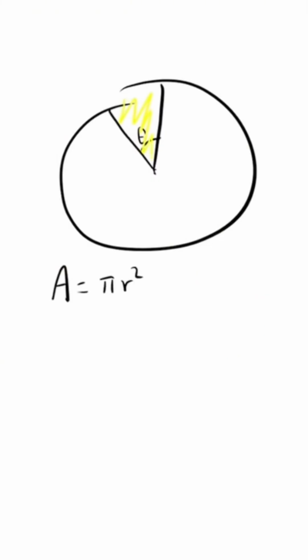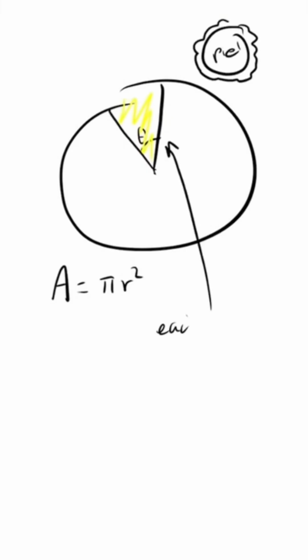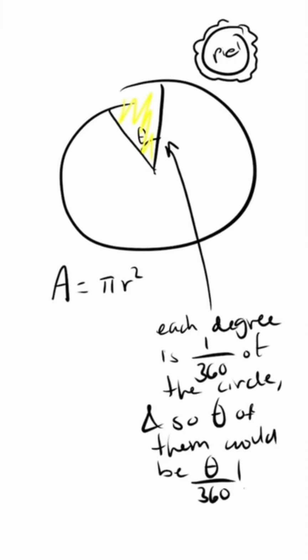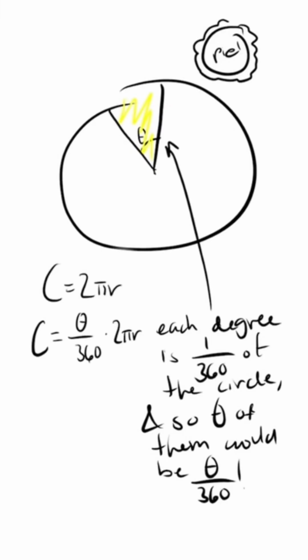So we know that the area of the total circle is pi r squared. Thinking about the circular sector in terms of a fraction, we know that each degree is 1 over 360 of the circle. So theta of those would be theta over 360. This means that the area of the circular sector would be theta over 360 times pi r squared. Same thing with circumference. The total circumference is 2 pi r, and so the arc length of the circular sector is theta over 360 times 2 pi r.